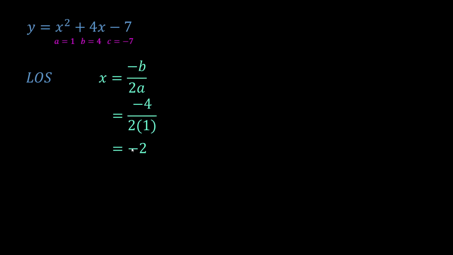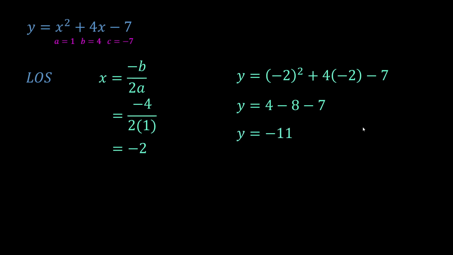We need to find our y coordinate. Simply substitute negative 2 into our equation. Negative 2 squared is 4, and 4 times negative 2 is negative 8. So we get 4, take 8, take 7. That becomes negative 11. So our turning point for our quadratic is negative 2, negative 11.